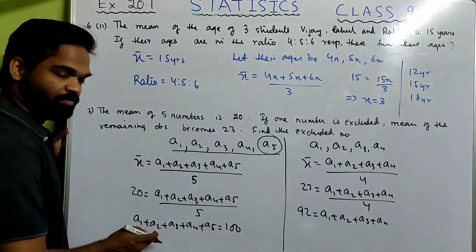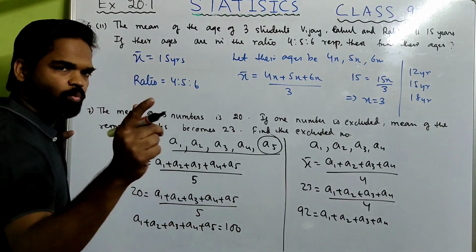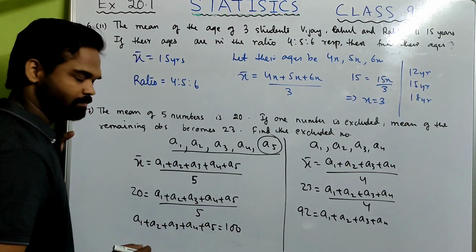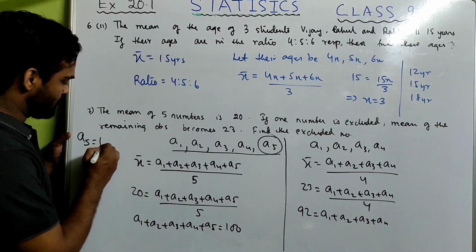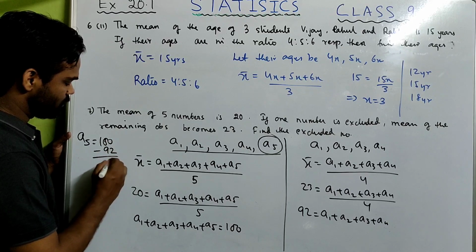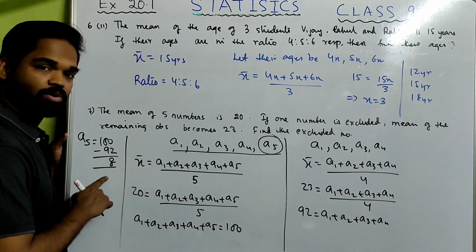Look carefully. Sum of 5 observations is 100. Sum of 4 observations is 92. So what is your 5th observation? You subtract it. So A5 will be 100 minus 92, which is 8, isn't it? So your 5th observation was 8.